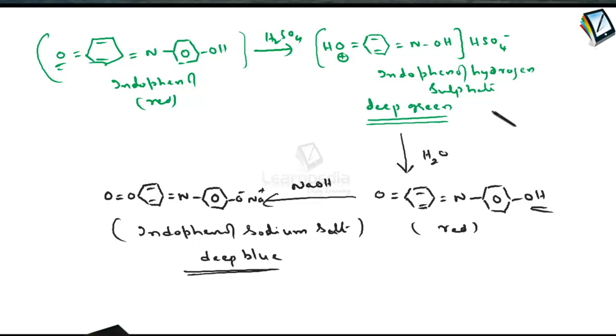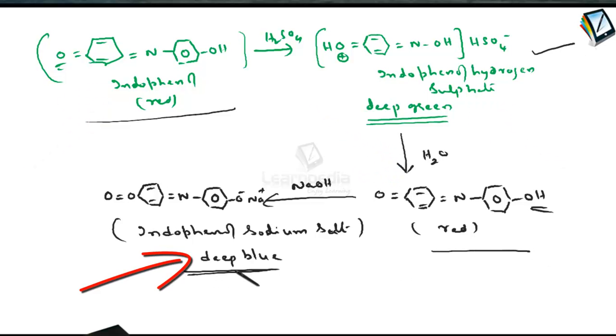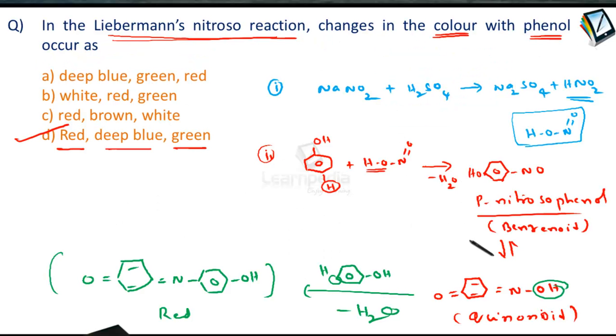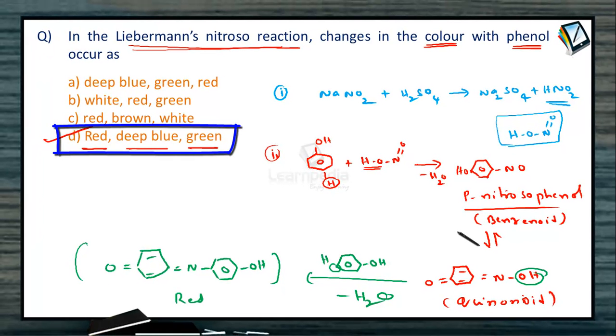In the presence of an acid, it is deep green. But indophenol as such is red. So this is indophenol in acidic medium, green. This is indophenol in basic medium, deep blue. But indophenol itself is red. So therefore, what colors do we need to choose from the options given? So here we have selected D: red, indophenol is red; deep blue in alkaline medium; in acidic medium, green. So thus D is selected as the option.